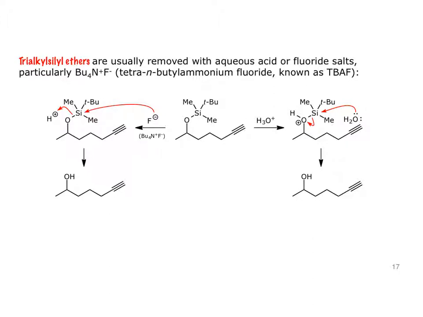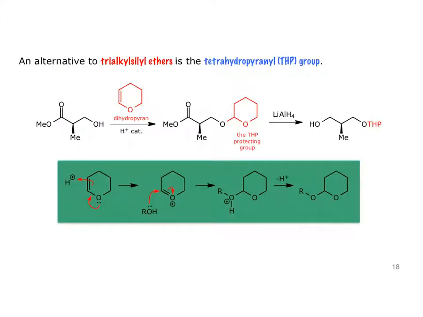There are other ways of doing this, or other protecting groups. For instance, you can convert alcohols into tetrahydropyranyl groups. So this is an alternative to using the trialkyl silyl ethers. This is dihydropyran, and in the presence of an acid catalyst, it reacts with alcohols.